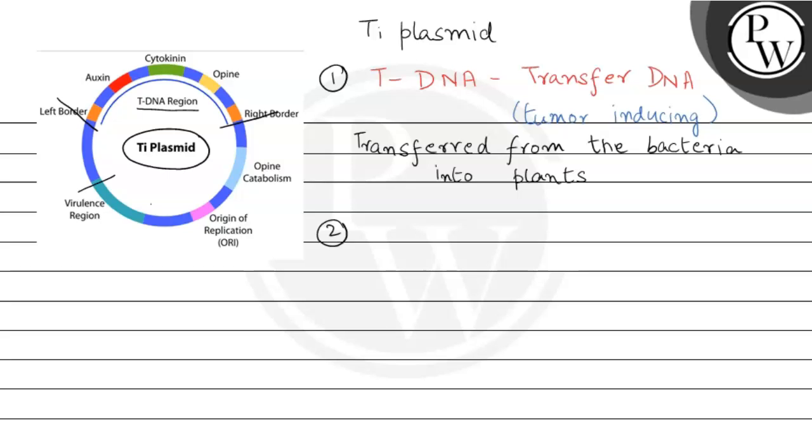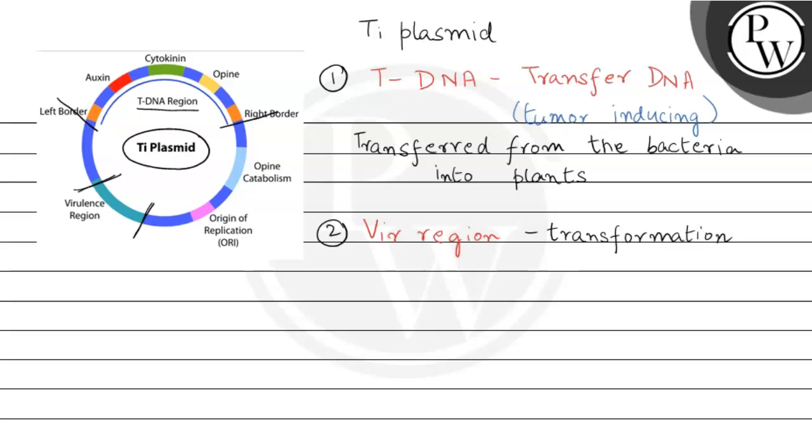Now the second part present in the Ti plasmid, which is important for the transformation to take place, is the virulence region. So this virulence region, also known as the Vir region, is responsible for the transformation process. That is, the tDNA is excised from the plasmid and is transformed into the plant cell genome. So this is how the Agrobacterium tumefaciens causes tumor in plant cells.